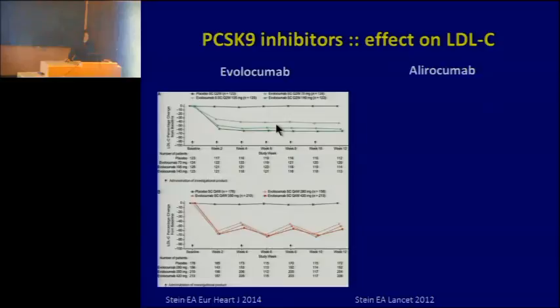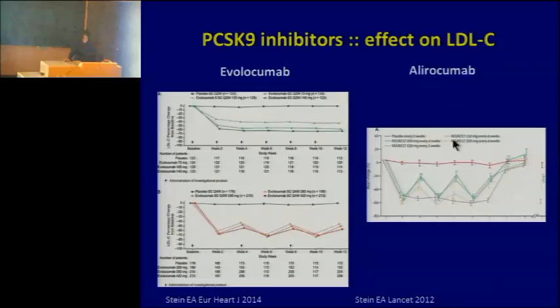And you can see that there's a striking reduction here with the 2-week dosing as well as the 4-week. There's a little bit of bouncing, but it's still quite low. It still stays low even with 4-week dosing. And similar for alirocumab. This shows a combination of dosing every 2 weeks and 4 weeks. The 2 weeks is flatter than the 4 weeks where there's bouncing, but the LDLs still remain low.